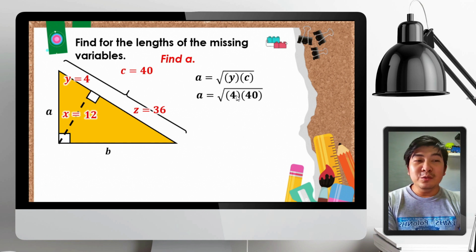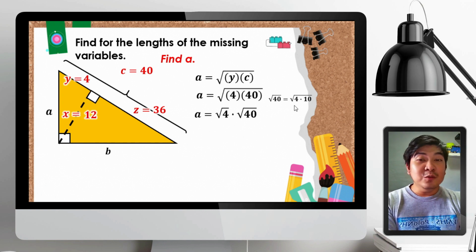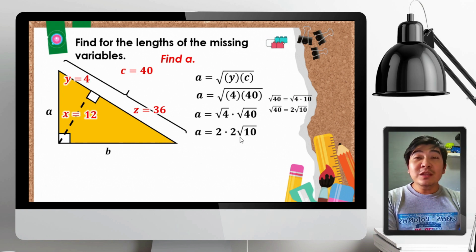So upon substitution, that will just be A is equal to square root of 4 times 40. So paghiwalayin natin sila, so that will now be square root of 4 times square root of 40. Square root of 4 is 2, but how about the square root of 40? If we are going to get the simplest form, that will just be square root of 4 times 10. The factors of 40. Square root of 4 is 2, so therefore the simplest form will be 2 square root of 10. Multiplying 2 times 2 square root of 10, that will give us 4 square root of 10 units. So therefore, the value of A is 4 square root of 10.